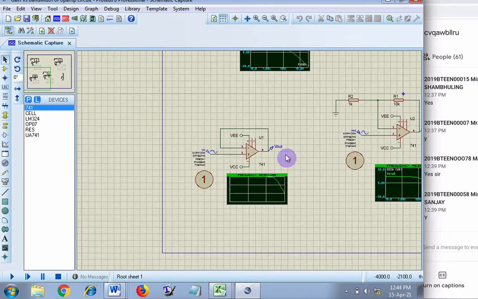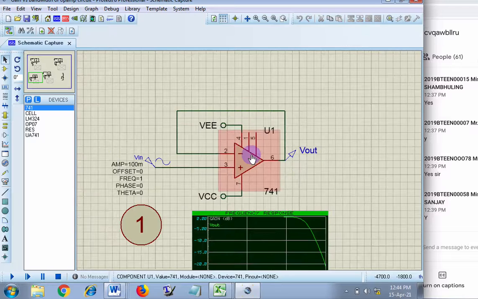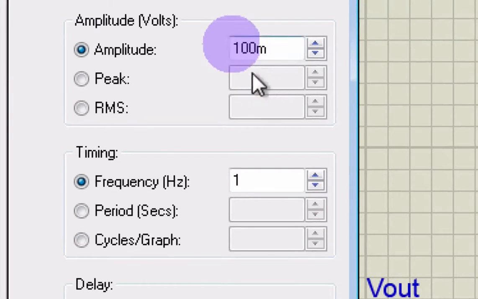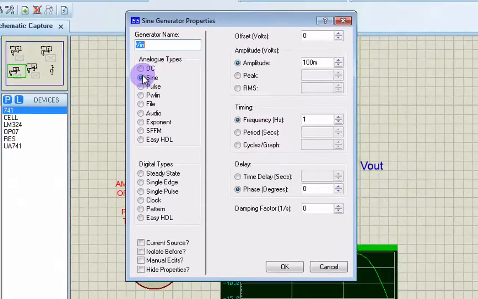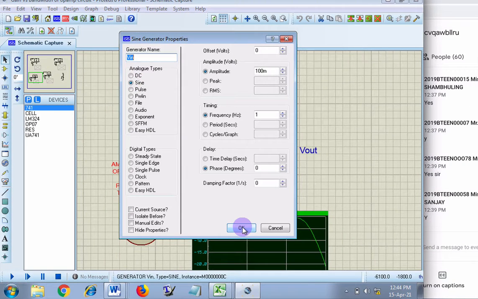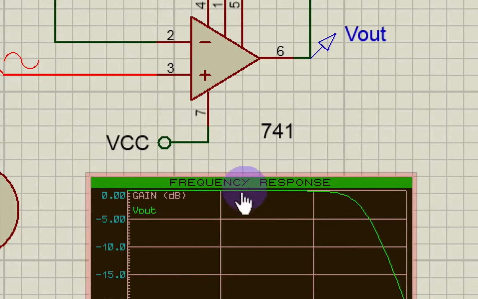So let me show you the circuit first of all. So this is a circuit where there is a closed loop. Okay, so it's a unity gain amplifier. The input is given to be a small signal. As you can see, it's 100 millivolts. Since the gain is unity, the output will also be 100 millivolts. The frequency is set to be 1 Hz. That will not matter. The signal is a sine wave source. For frequency response, we take a sine wave as the signal. The frequency is automatically changed because we are plotting a frequency response plot.